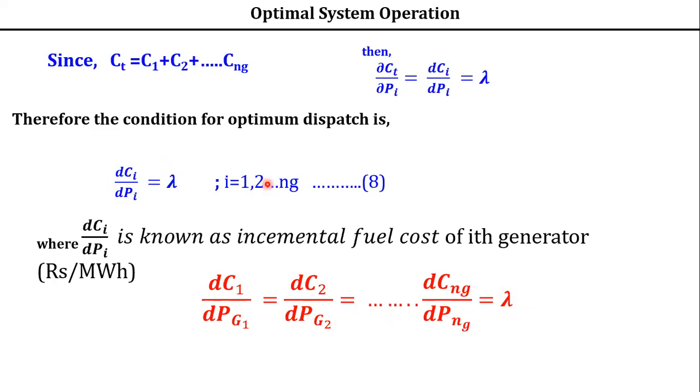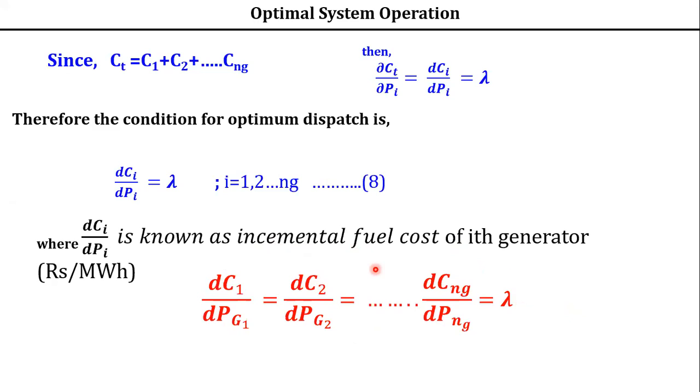When i is equal to 2, it becomes dC2 by dP2 is equal to lambda. So in these two equations, lambda is common. That's why I'm equating them: dC1 by dPG1 is equal to dC2 by dPG2, etc. Like that, you are going to get lambda. So this is the important equation you should remember.